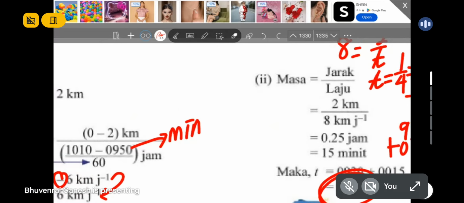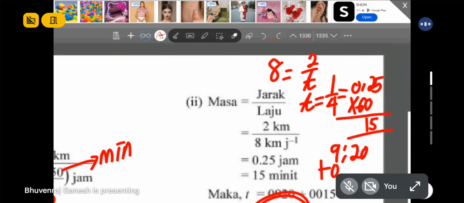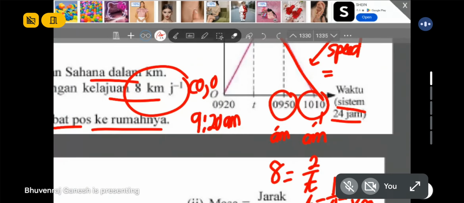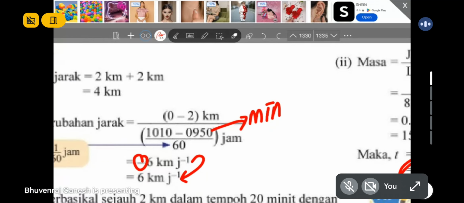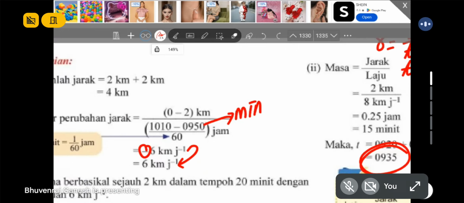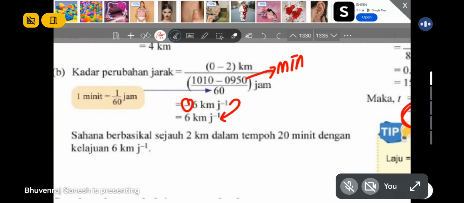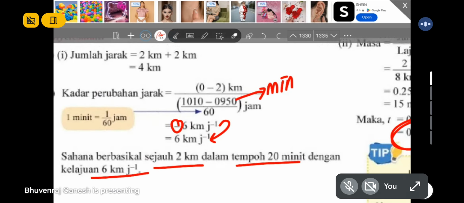Okay, simpler method. Let me see if we got simpler method. Hold on. Okay, there is no simpler method. Can only do this way. So 10 minus 950 over 60, yeah, 1 hour. Can only do this way. So the answer is distance 2 km, time 20 minutes, speed 6 kilometer per jam.